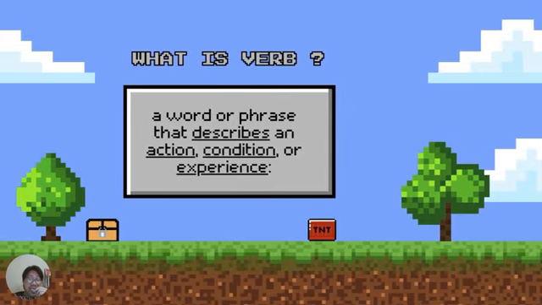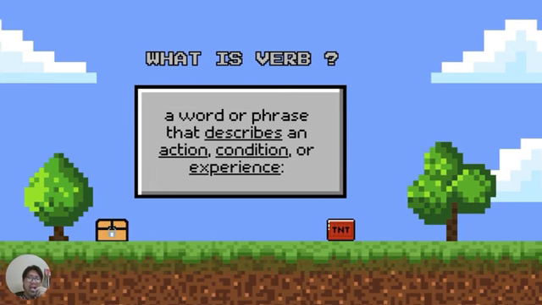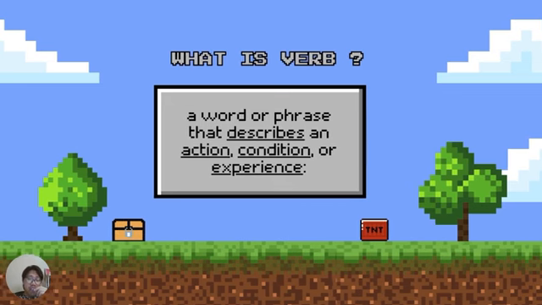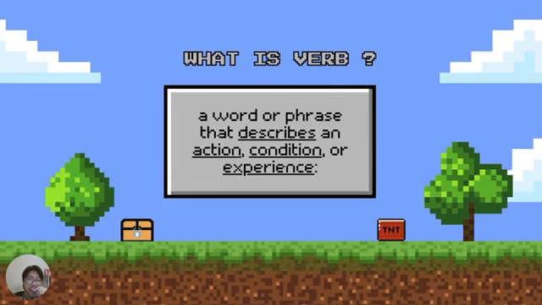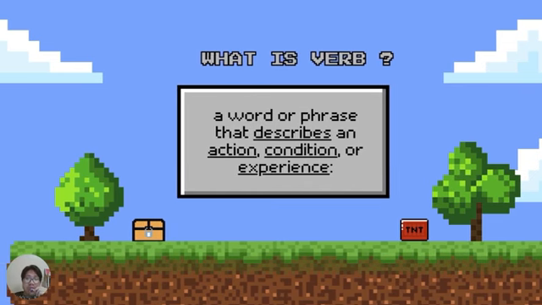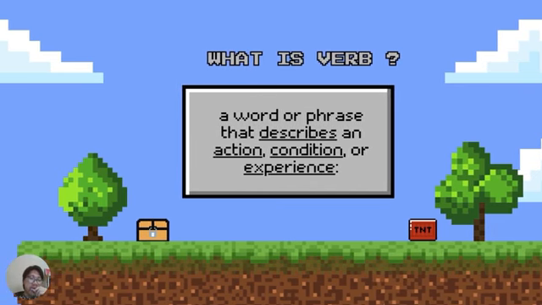Before we learn about anything, we have to know the true definition of it. You may ask, what is a verb? Technically, a verb is a word or phrase that describes an action, condition, or experience, or in Bahasa Melayu, we simply call it kata kerja. But actually, it's more than that.